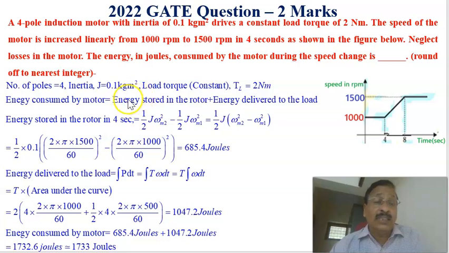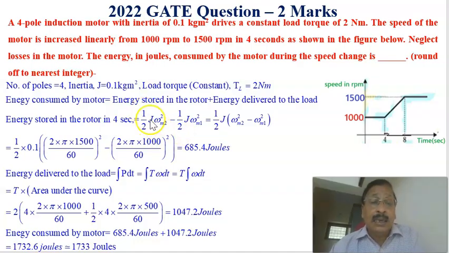Therefore, one by one, let us see what the energy stored in the rotor during this transition is. That is, the energy stored in the rotor during this 4 seconds. We have to find out the kinetic energy stored here minus the kinetic energy stored at this point. The difference is the energy stored during these 4 seconds. That is given by half J omega m2 square minus half J omega m1 square, where J is the moment of inertia, omega is angular velocity.